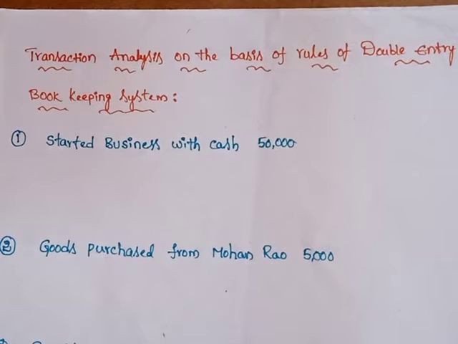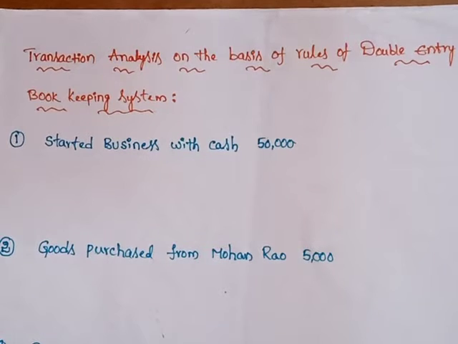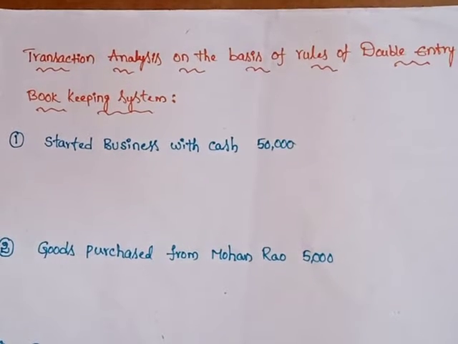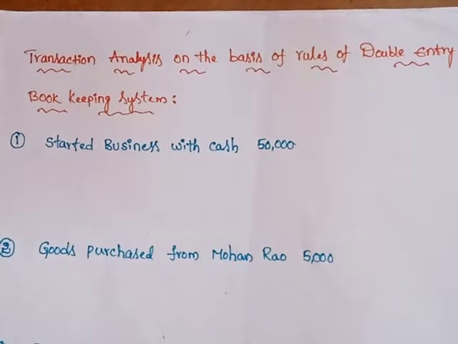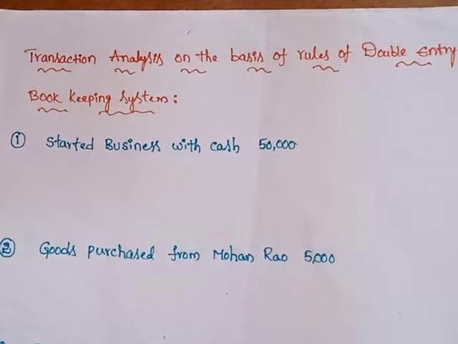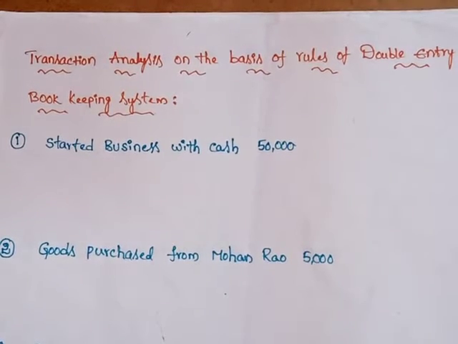In this class, we are going to discuss transaction analysis on the basis of the rules of the double entry system. Before that, let's remember the types of accounts and the rules of accounts. Accounts can be classified into three types: personal accounts, real accounts and nominal accounts. Personal accounts are related to individuals, groups of persons, and legal bodies created by law, banks, etc. Example: Ram account, Srinu account, Andhra Bank Limited account, SBI account, Infosys Limited account, etc.